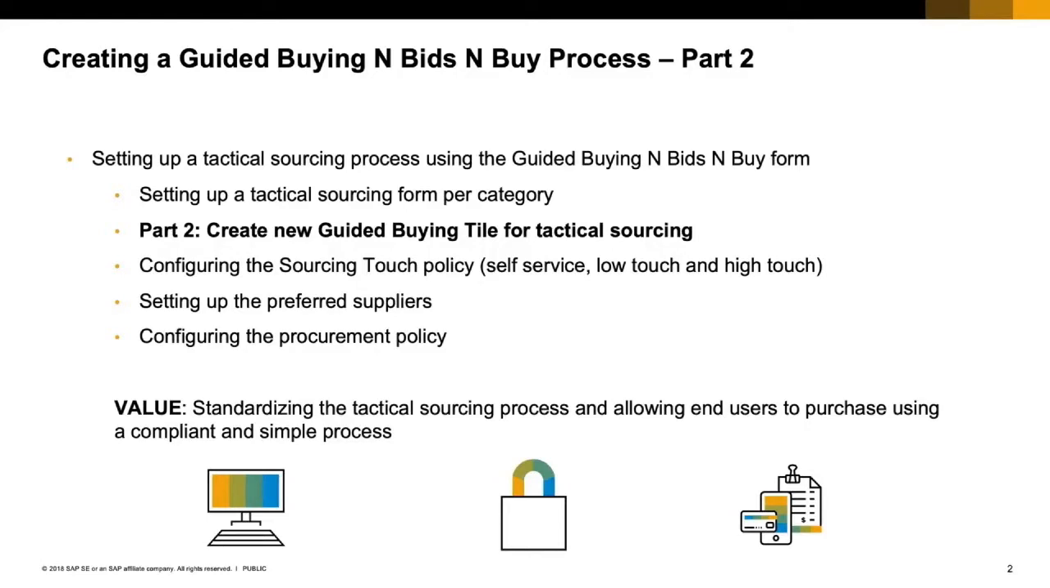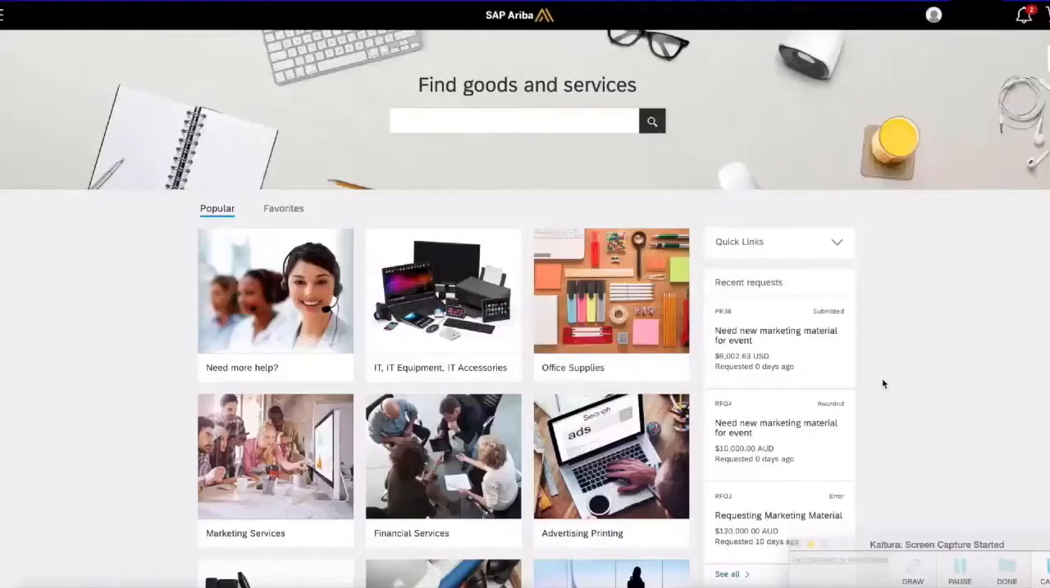Once we do that, we'll show you how to configure the sourcing touch policies for the form. So whether it'll be self-service, low touch, or high touch, where you require your procurement team to be involved. We'll go through setting up the preferred suppliers for your form, and then we'll show you how to configure the different procurement policies for your commodities and categories. The real value here again is we're standardizing the tactical sourcing process. We're allowing your end users to purchase using a compliant and simple process all through the guided buying system.